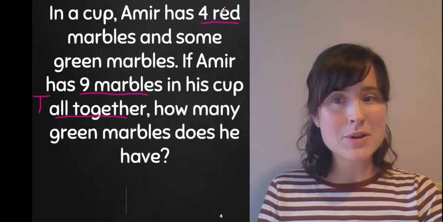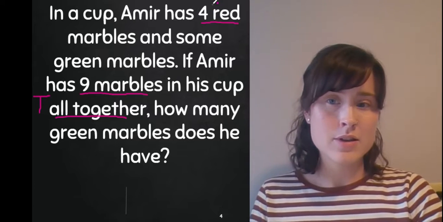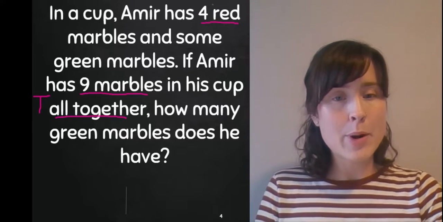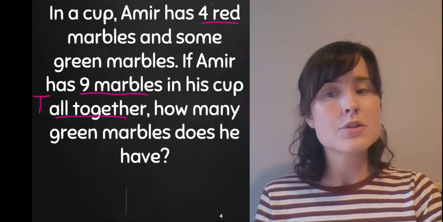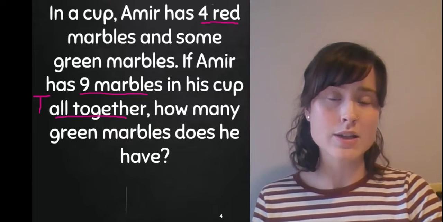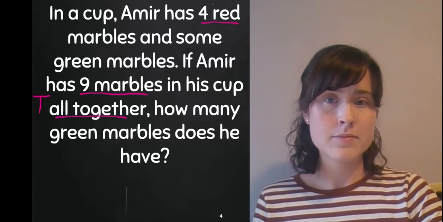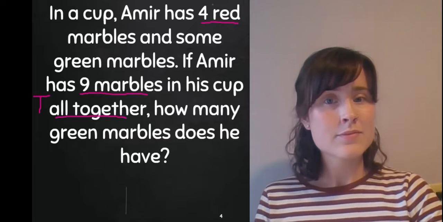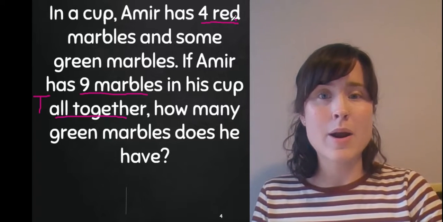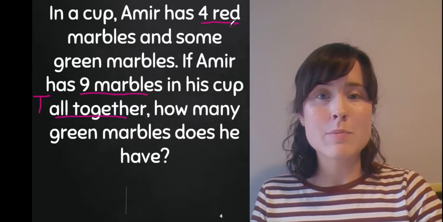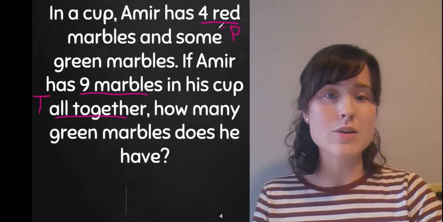So let's think about Amir's 4 red marbles. Did those represent a part of his marbles, or did those represent the total that he has altogether? Good. Those represent a part. So I'm going to label P for part. You can label that on your paper too.